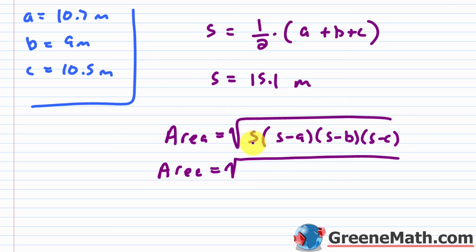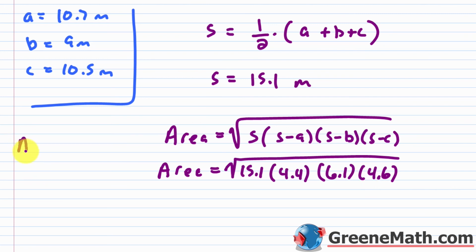So basically for S, this is going to be 15.1. Then times 15.1 minus 10.7, which is 4.4, okay? Then S, which is 15.1 minus B, which is 9. So that's going to give me 6.1, okay? And then S, which is 15.1 minus your C, which is 10.5, which would give me 4.6. Now, of course, you don't have to set it up this way. You can just punch it straight into the calculator. I just wanted to give you a little insight into what's happening. So I'm just going to crank this out in the calculator and see what I get. So I get about 43.2 if I round it to the nearest 10th for the area.